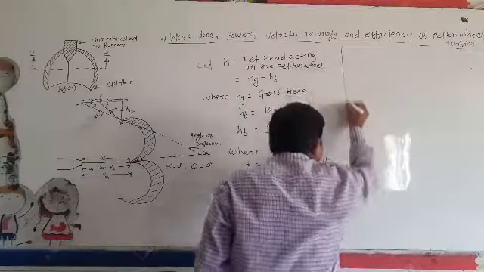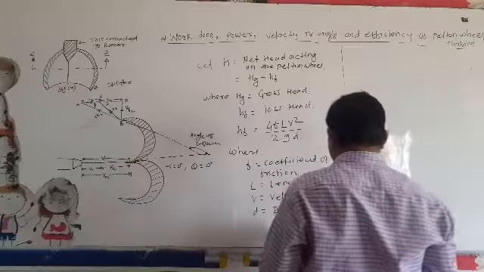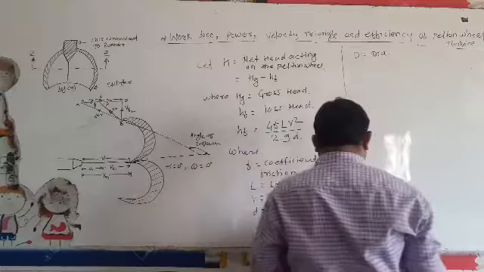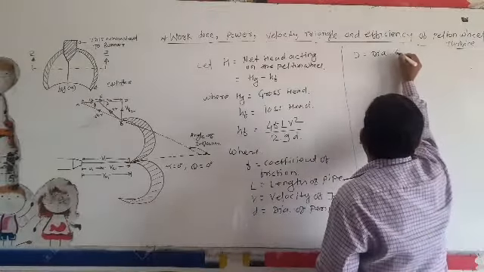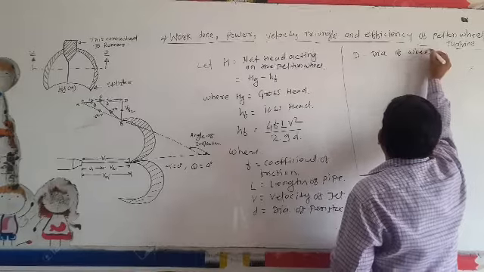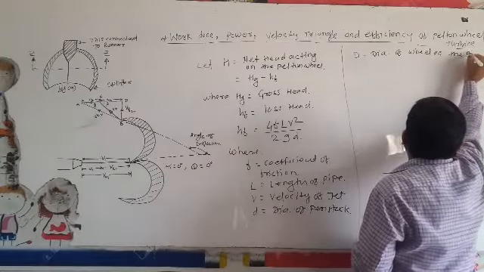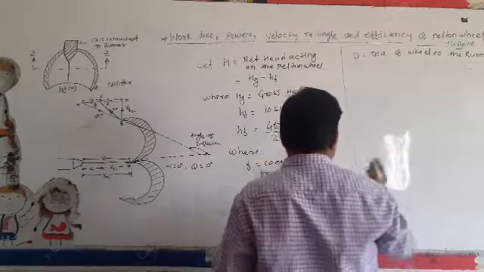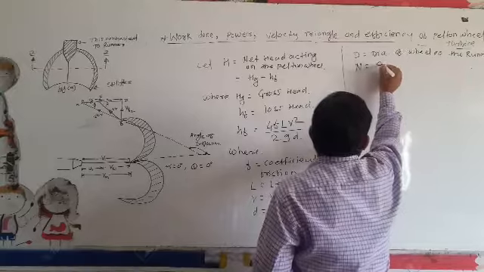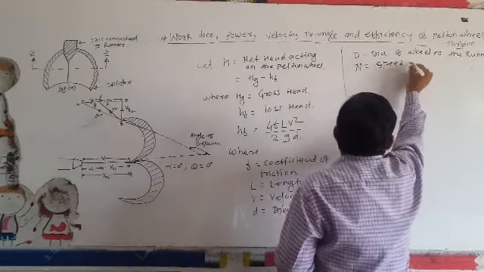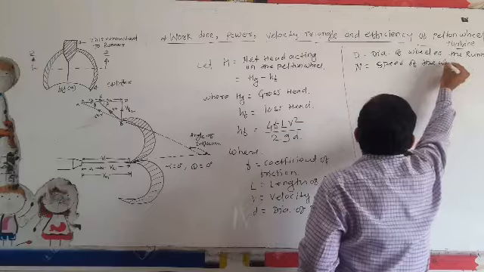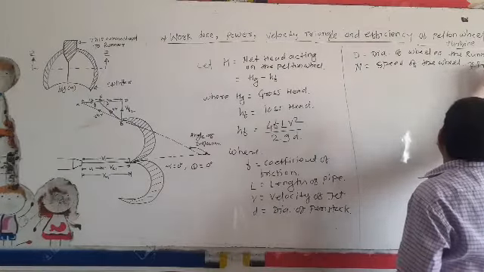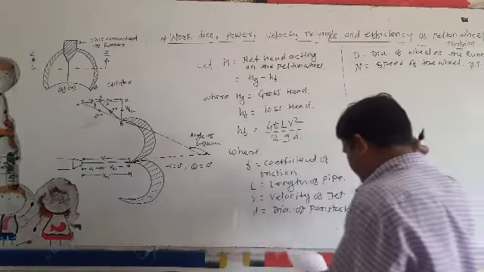Now let D be the diameter of the wheel or runner. Then N is the speed of the wheel, and this speed is measured in RPM, revolutions per minute.